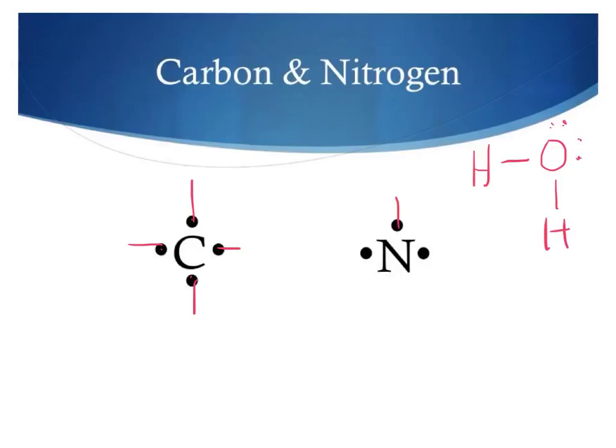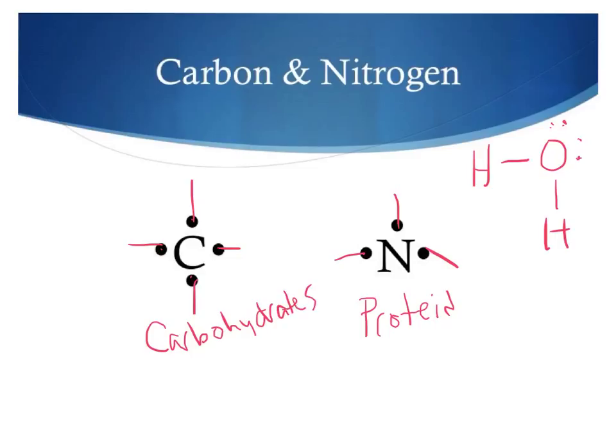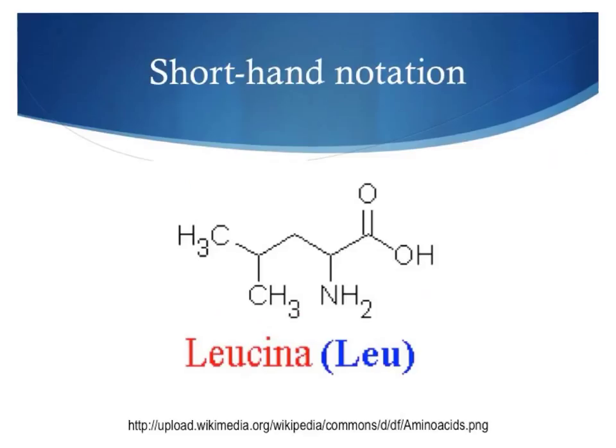But carbon can bond with 4, and nitrogen can bond with 3, and that's why, especially these are for proteins, and carbon for carbohydrates, they can make really long chains of molecules, which are going to be big enough to make up our bodies. Here's an example of an amino acid, and as you can see, it's a big chain of molecules.